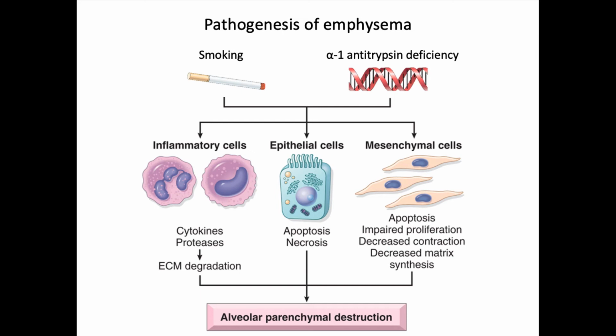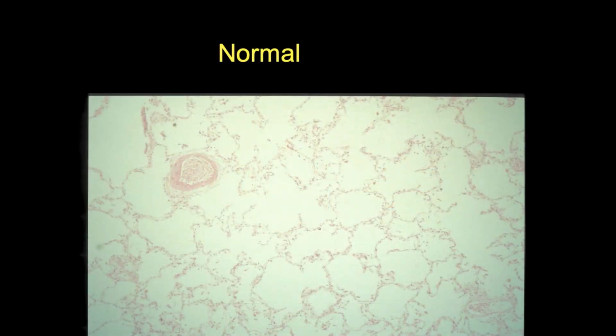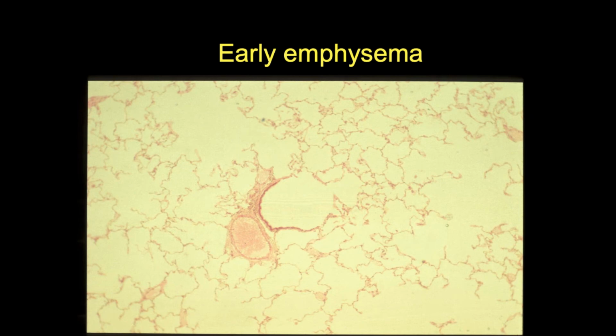You also have some epithelial cells that go through apoptosis and necrosis, and then mesenchymal cells will also go through apoptosis. So there's a decreased ability for the lungs to repair and for contraction and matrix synthesis and things like that to happen. So here are normal alveoli in the lungs, and then these are alveoli with early emphysema, and you can see where there's been dramatic breakdown of these alveoli.